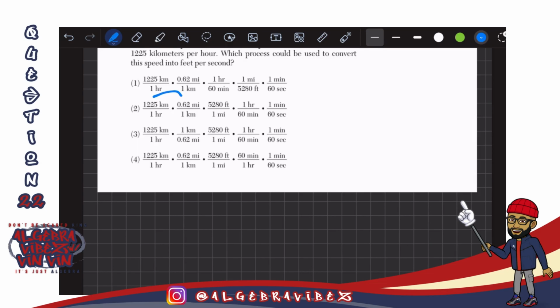And then hours to minutes and minutes to seconds. So the process should look just a little bit like this. We're going to convert the kilometers, which is our guys right here. We're going to multiply by the factor, which we already know is this right here. And then we're multiplying by 5,280, which we know is how many feet are in 1 mile. And then we're going to keep going.